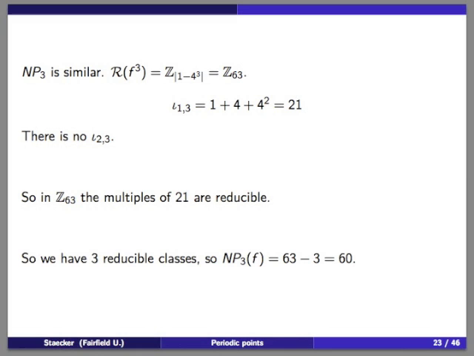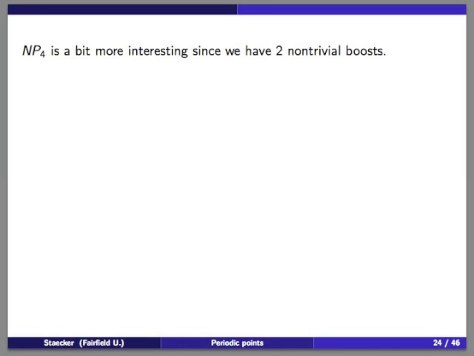And there are 3 multiples of 21 in Z mod 63. And so NP of F is 60. You take away the 3 reducible ones. All right. Okay, it's a little bit more interesting for NP4, because there are 2 non-trivial boosts.